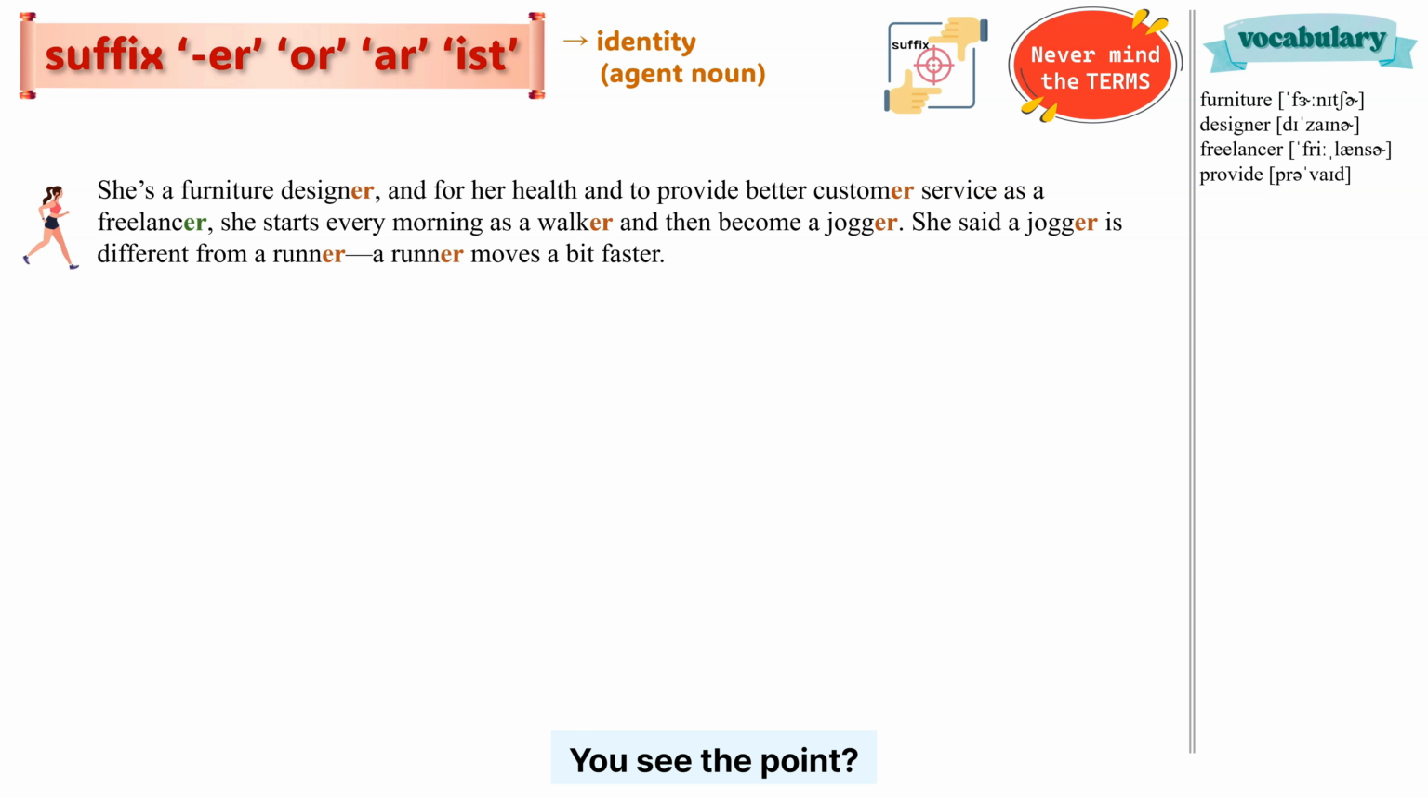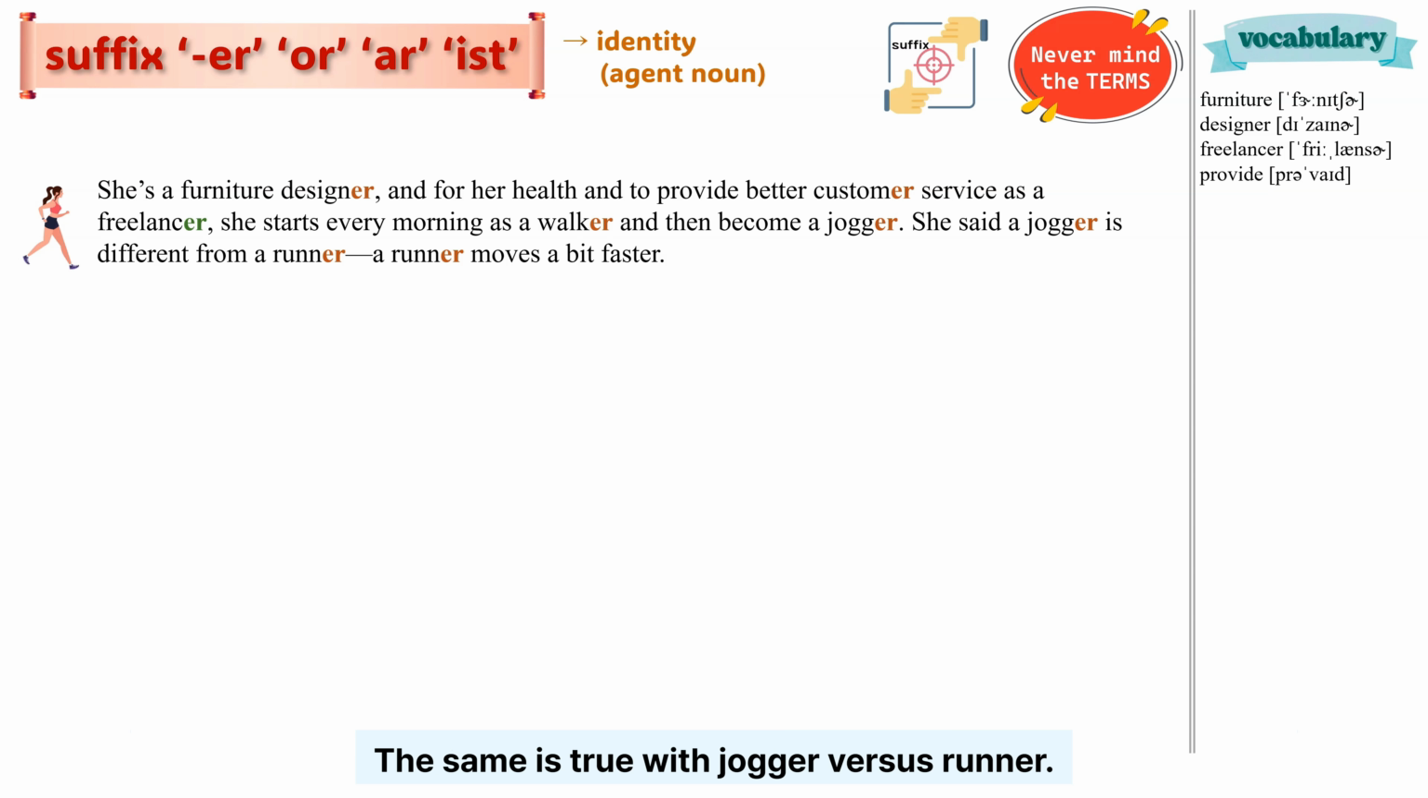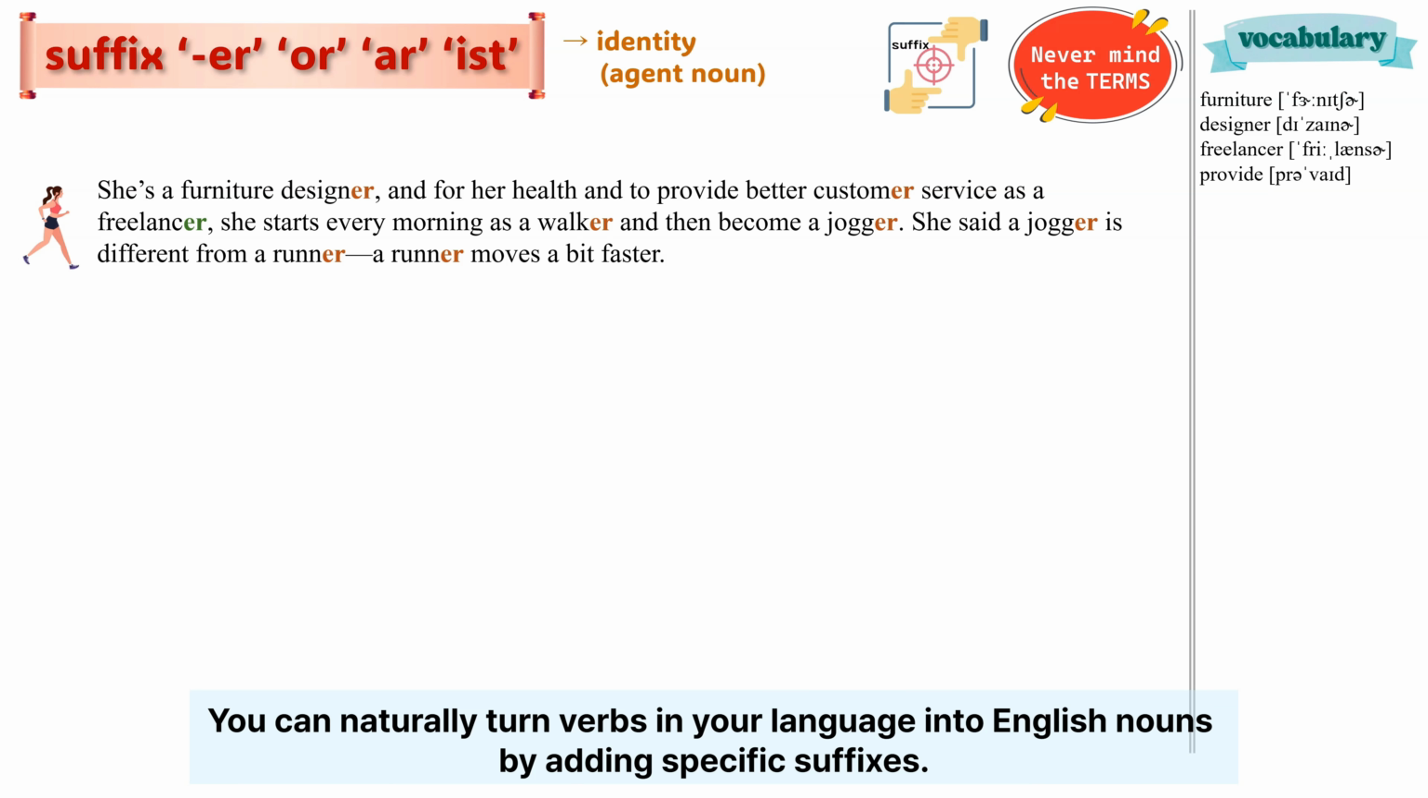You see the point? In English, the word designer is an agent noun, but it feels more natural if you process it as an action. Someone designs. The same is true with jogger versus runner. Once you get used to reading this way, you will also find it easier to move in the opposite direction. You can naturally turn verbs in your language into English nouns by adding specific suffixes.